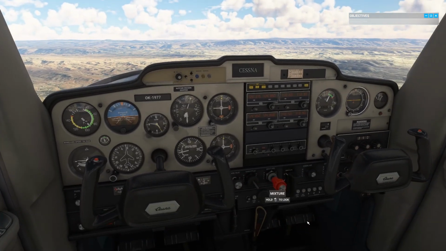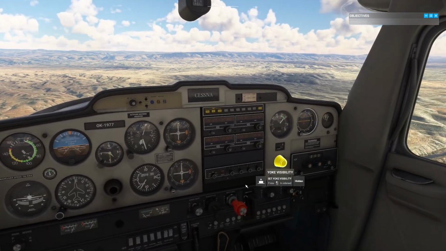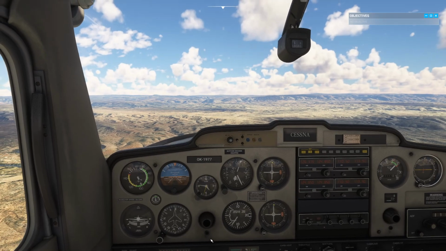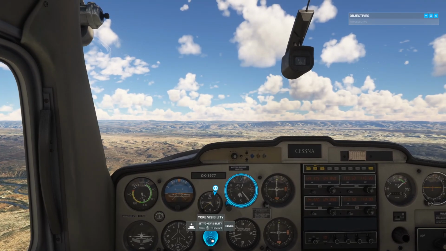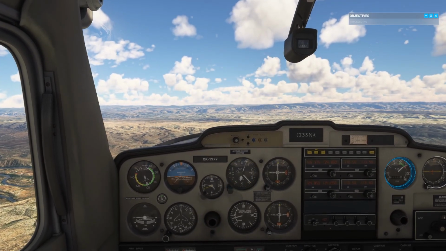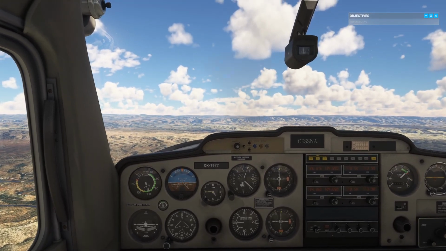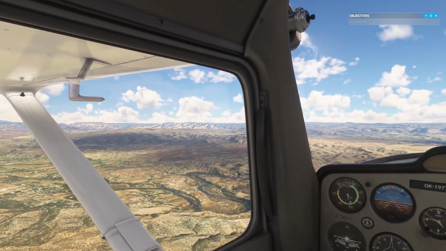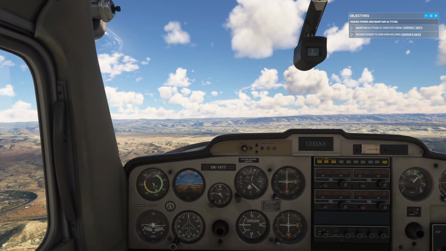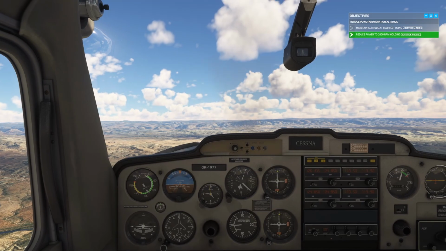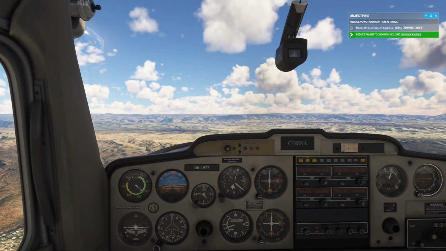In this lesson, let's take a look at the relationship between attitudes and power settings. Attitude plus power equals performance. We're currently at 5,500 feet in a cruise attitude. The aircraft's nose is positioned under the horizon and cruise power is at 2,300 RPM. Try to reduce power to 2,000 RPM while maintaining 5,500 feet. That's okay.